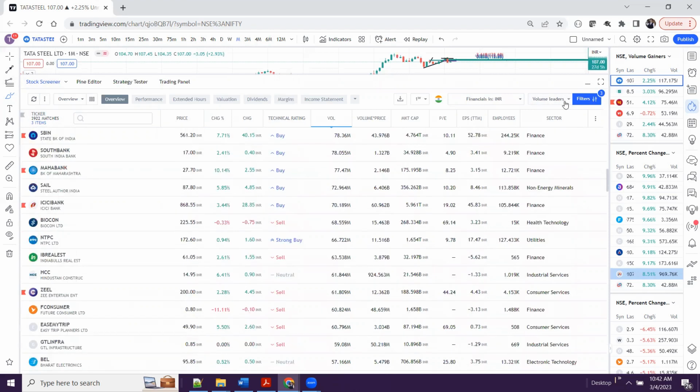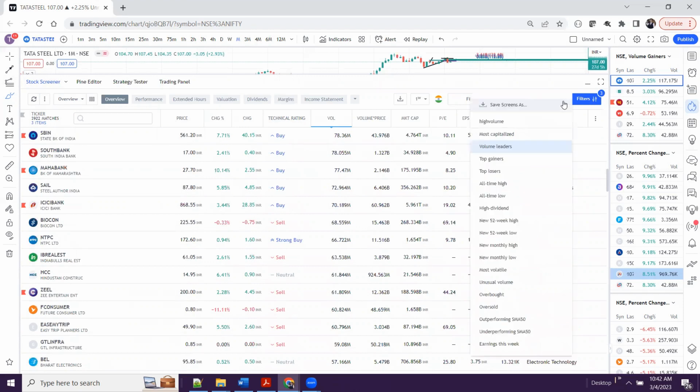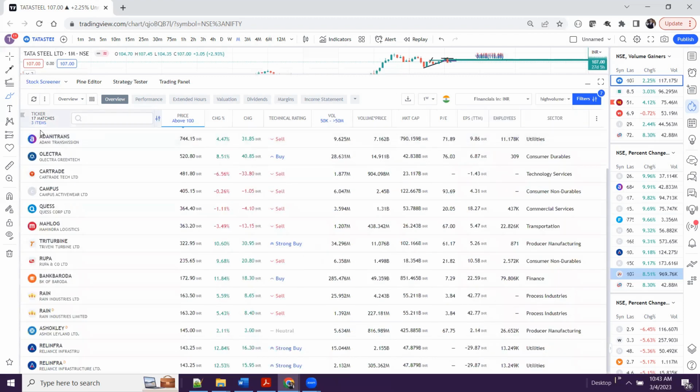Now, I have filtered it using my own scanner for high volume, and after applying this, you can see there are only 17 matches. So from 3922 to 17, now let us see what exactly I have done to filter this list and how you can do it on your own.